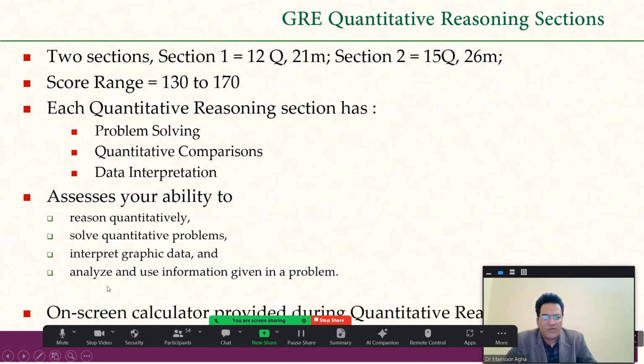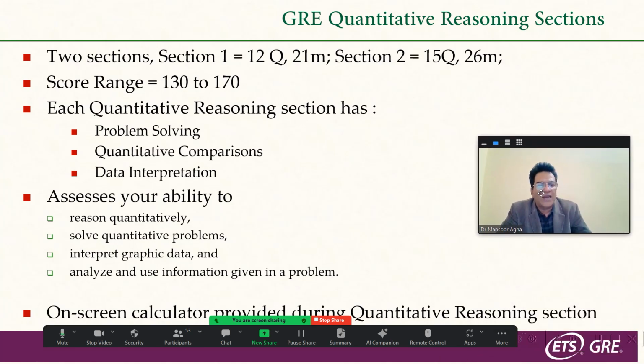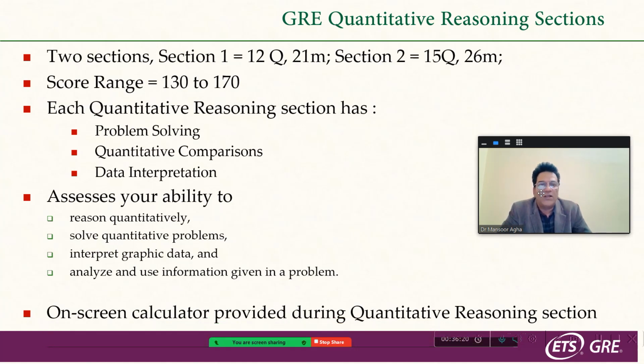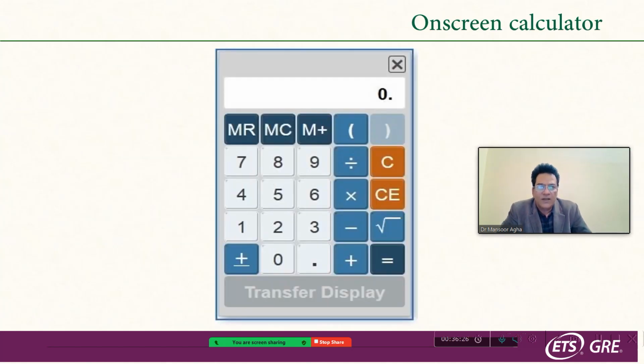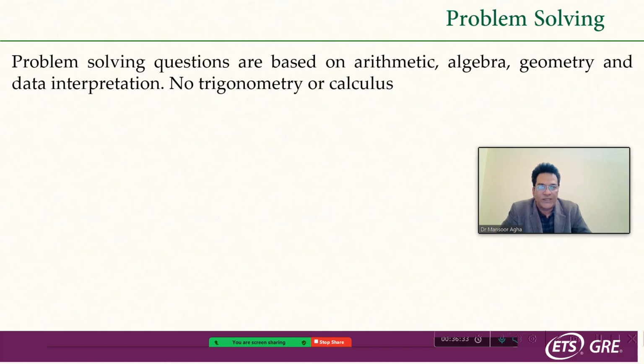There's an on-screen calculator provided during the quantitative reasoning section, which is an indicator that your ability to calculate is not really being tested, but the decisions you take about what calculation has to be done are crucial for you to get a higher score. This is what the on-screen calculator looks like. You can even change its position on the screen while you are solving your questions.